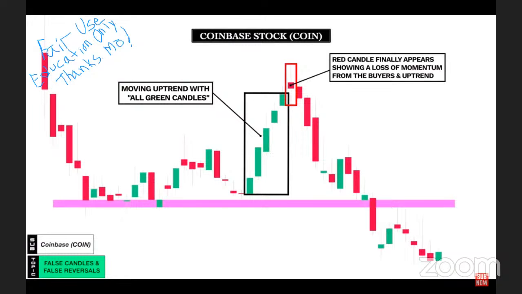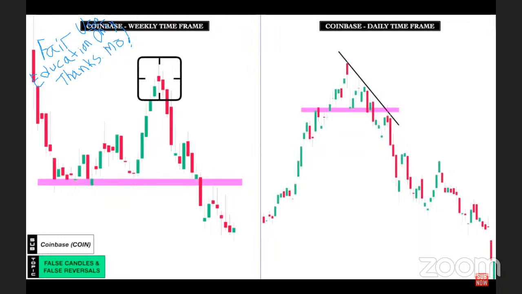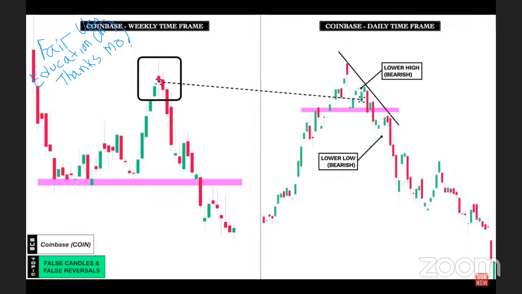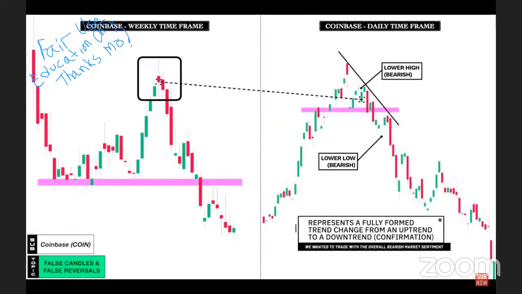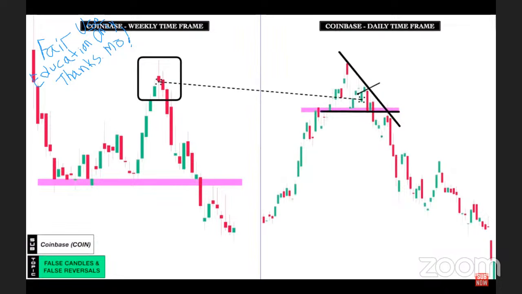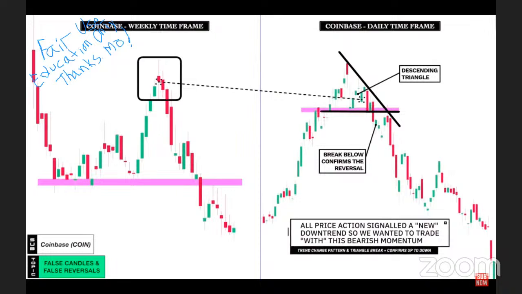So let's pull up the daily time frame. So this area here on the Coinbase weekly time frame we just looked at is this same area here on the Coinbase daily time frame. You again had bearish price action through the lower high that formed and a lower low that formed, which represents a fully formed trend change from an uptrend to a downtrend. This is also a descending triangle pattern before price broke below, which is again a reversal pattern from an uptrend to a downtrend. So we were strictly looking for short trades to trade with this new bearish momentum.